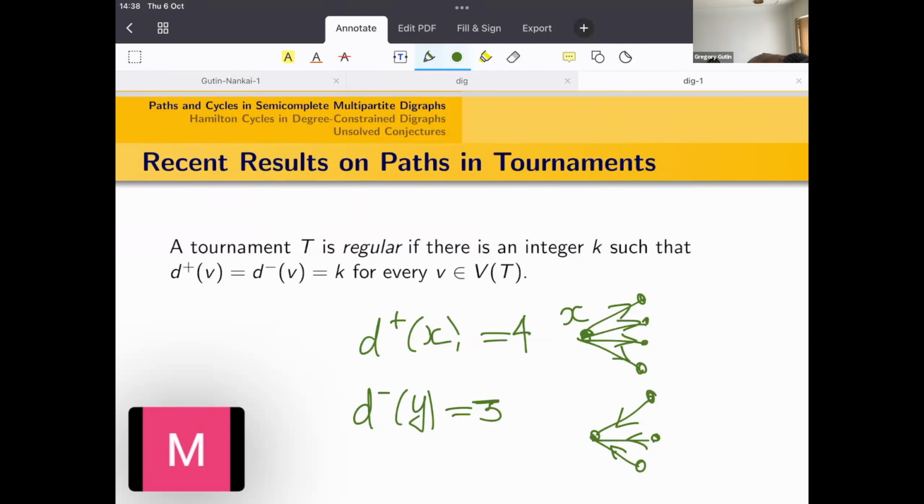Okay, so now it's regular. A tournament is regular if for every vertex we have the same out degree as in degree, and it's the same along all this tournament.